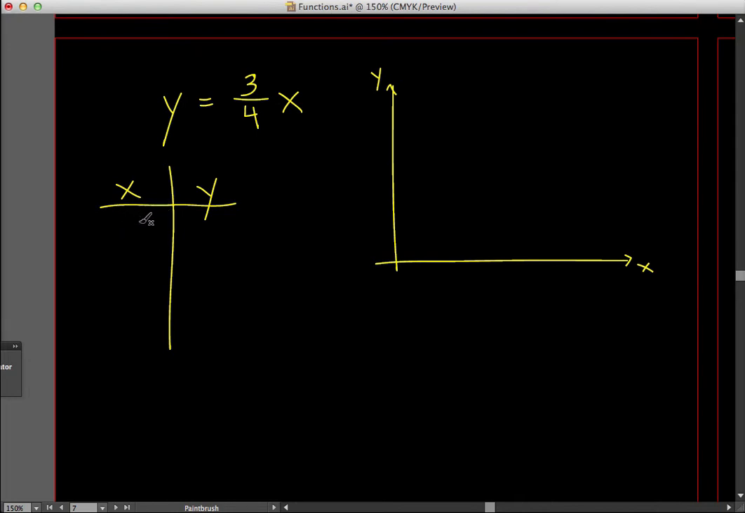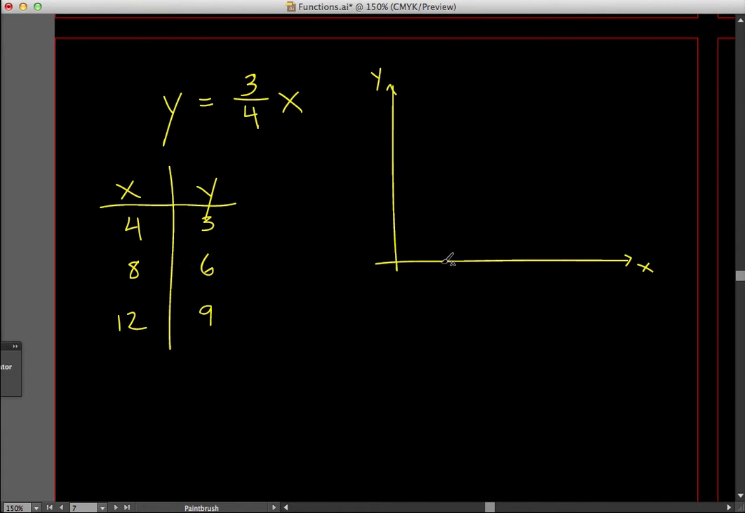I'm going to pick some x values that are multiples of our denominator 4, to make it really easy, so that if I pick x values that are multiples of 4, it's going to cancel out with the 4 in the denominator of the 3/4. And then it's going to leave something really simple for me to graph. So if I pick values like 4, 8, and 12, these are going to simplify fairly easily. 4 corresponds to 3, 8 corresponds to 6, and 12 corresponds to 9.